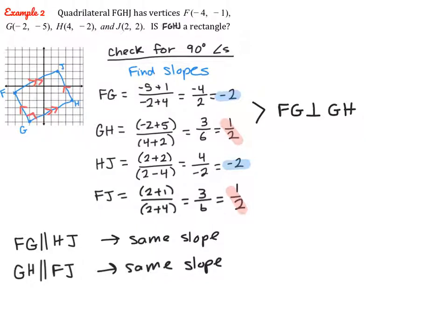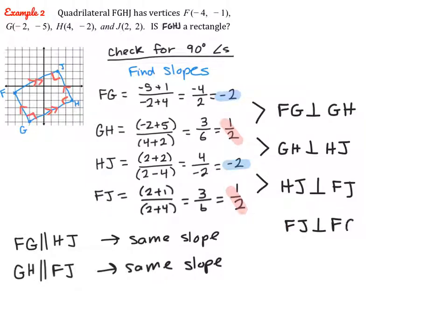From these two slopes, we see that they are opposite reciprocals as well. So we can conclude that GH is perpendicular to HJ, and we can add in our 90-degree angle there. We can also see that these two are opposite reciprocals, so we can conclude that HJ is perpendicular to FJ. And of course, we can see that these two are also opposite reciprocals. So from that, we can conclude that FJ is perpendicular to FG.